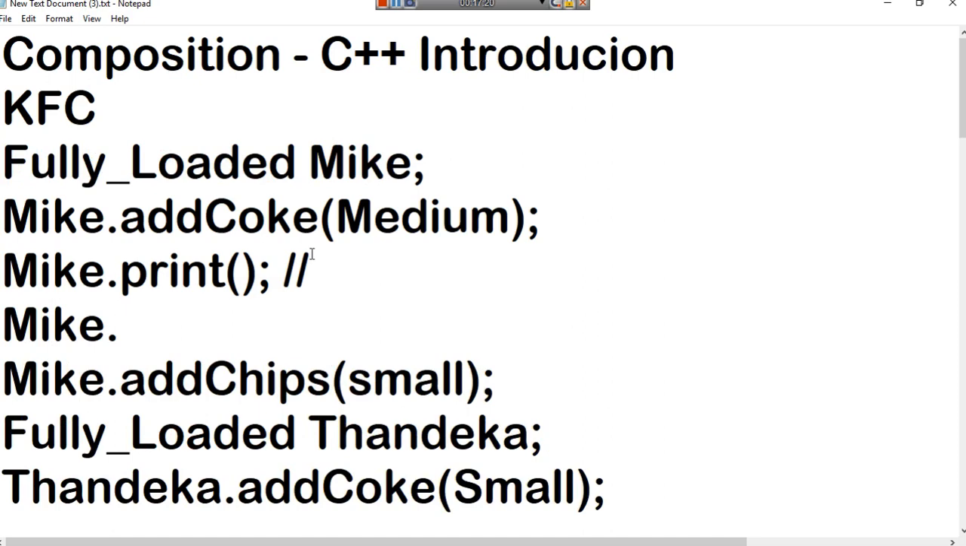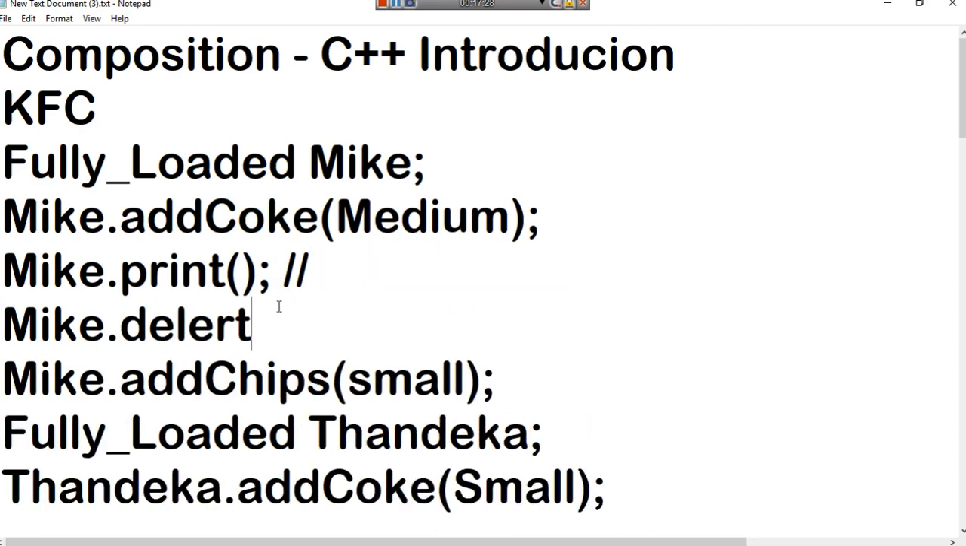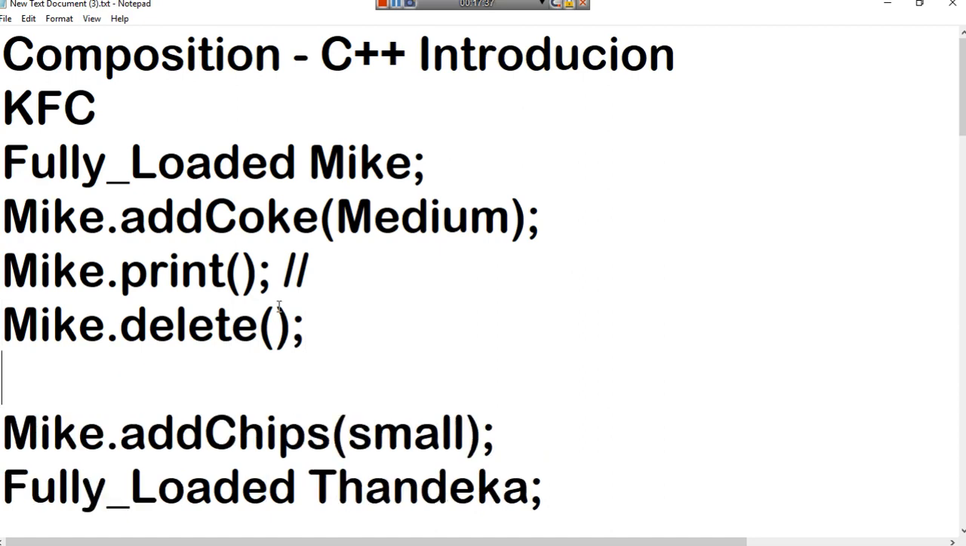After it prints, it can say Mike dot delete, when they call the destructor. So they call the delete method, then that order is deleted from the screen. Then they ask, okay, next customer. So that's how the system works.